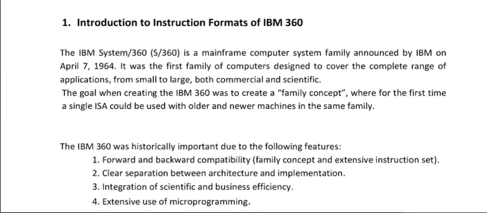The IBM 360 was historically important due to the following features. The first feature it had was forward and backward compatibility, that is, a family concept and extensive instruction set was supported. The second important feature was clear separation between architecture and its implementation. They were independent of each other. The third feature was integration of scientific and business efficiency. So the system could be used for both scientific as well as business purposes with equal efficiency. And the fourth important feature was extensive use of microprogramming.